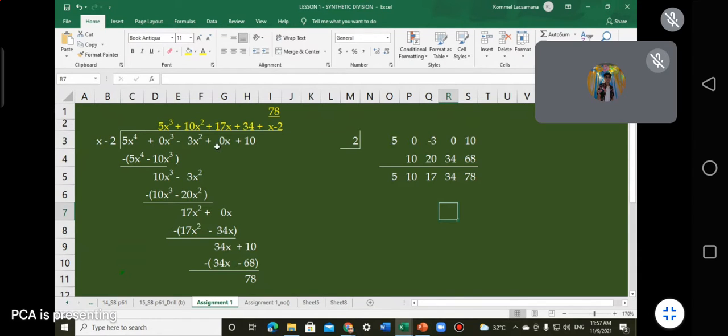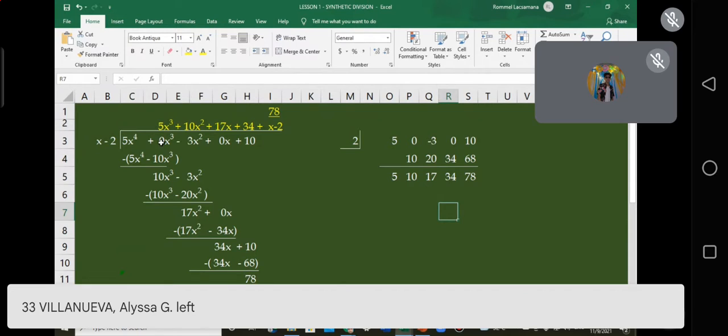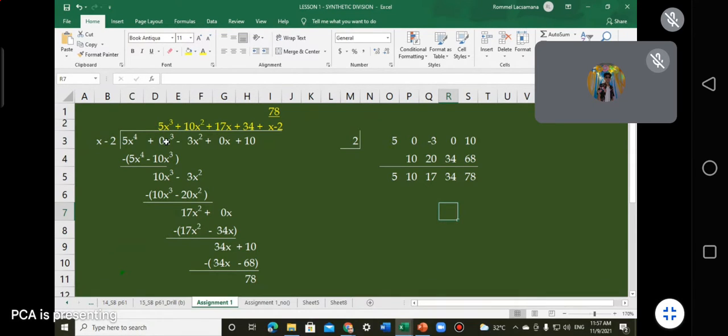So we need this. Why do we need this? Check this one, no? If those 0x cubed and 0x were not there, then this process will not be complete, no? See also the pattern. It's 5, 10, 17, 34. No? There's a pattern there.